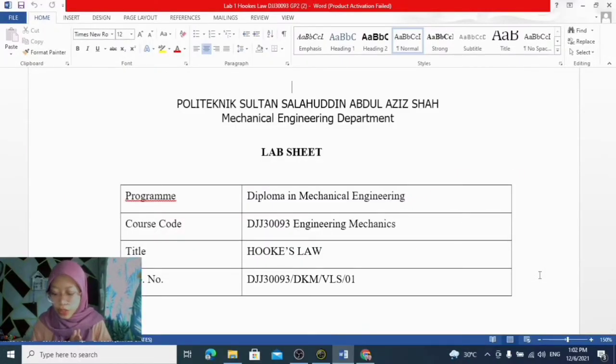Assalamualaikum and hi everyone. Today my friends and I want to discuss the first virtual lab for subject DJJ30093 Engineering Mechanics. The title is Hooke's Law.